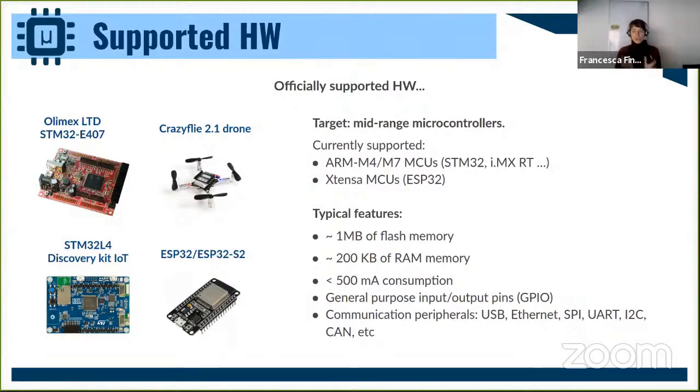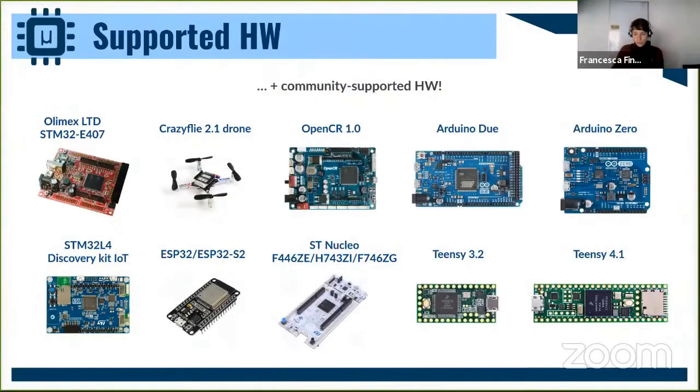And the typical figures of these boards are a flash memory of around 1 megabyte, a RAM memory of around 200 kilobytes, less than 500 milliamperes of consumption, and they are also provided with general-purpose input-output pins and an extensive set of communication peripherals, such as USB, Ethernet, serial, I2C, and so on, which is making these devices ready for a low-level integration with sensors and actuators.